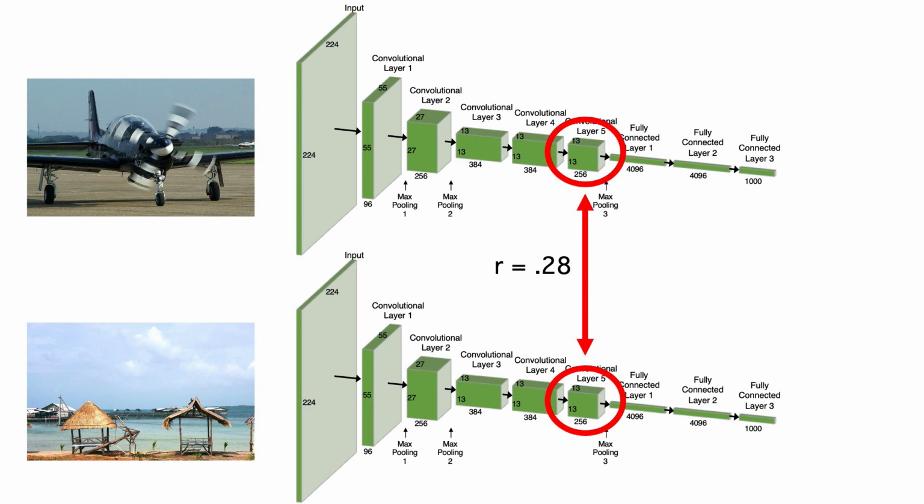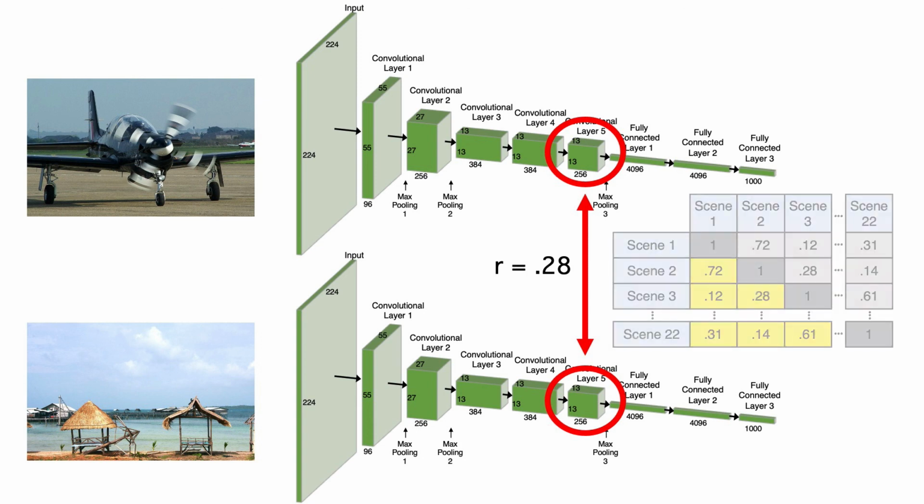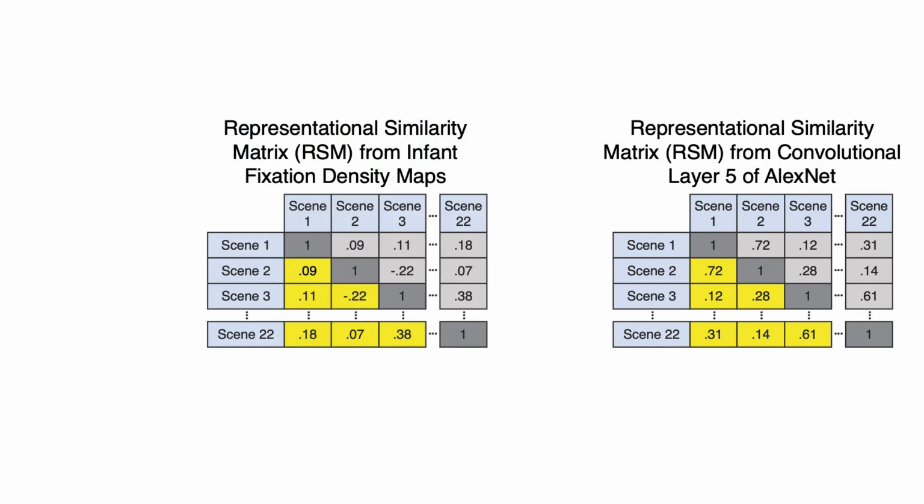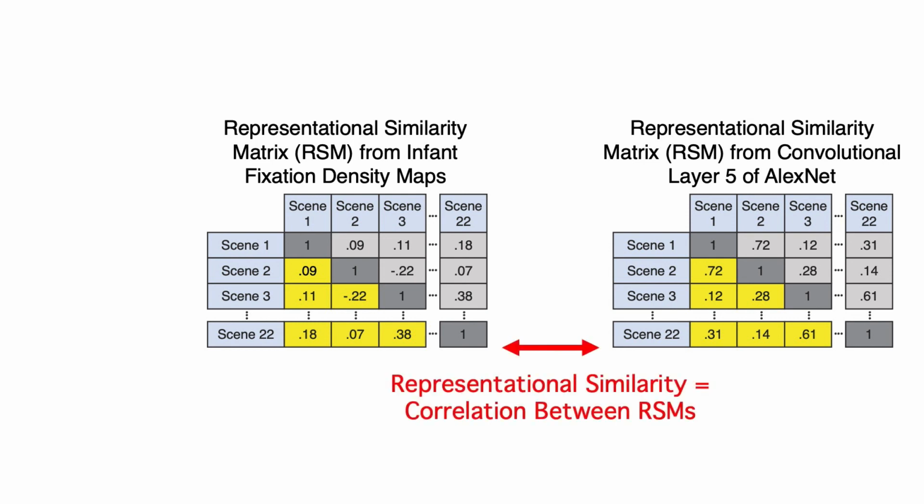We repeated this for each pair in our set of 22 images, allowing us to obtain a 22 by 22 representational similarity matrix for this layer of the model. We now have a 22 by 22 RSM for convolutional layer 5 of AlexNet, and a 22 by 22 RSM for a given infant's fixation data. We can then compute the correlation between the two RSMs to quantify the extent to which the similarity structure of the fixation data can be predicted by the similarity structure of the computational model. This correlation quantifies the representational similarity for that infant.